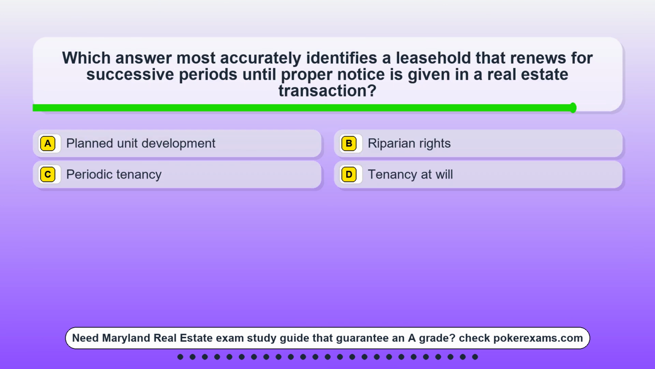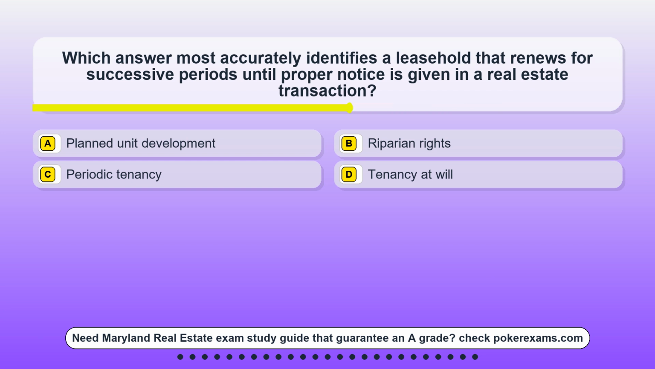Question 17. Which answer most accurately identifies a leasehold that renews for successive periods until proper notice is given in a real estate transaction? Option A, planned unit development. Option B, riparian rights. Option C, periodic tenancy. Option D, tenancy at will.